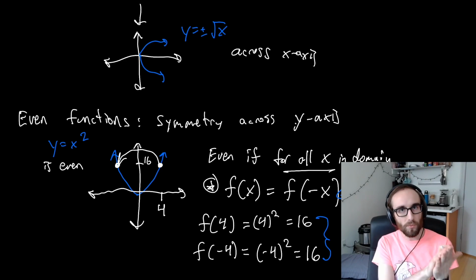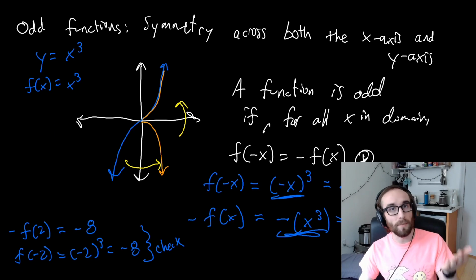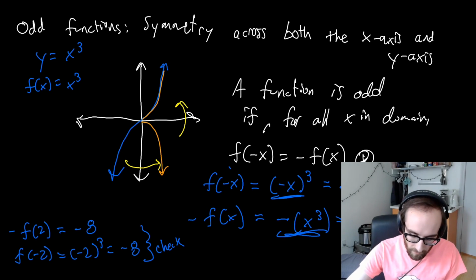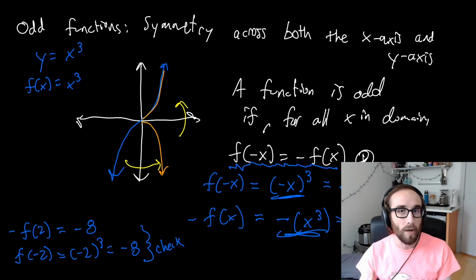Okay, so for even functions, we're just looking for symmetry across the y-axis. For odd functions, we're flipping across both axes, checking for symmetry, and we can use these equations to prove that a function is even or odd.